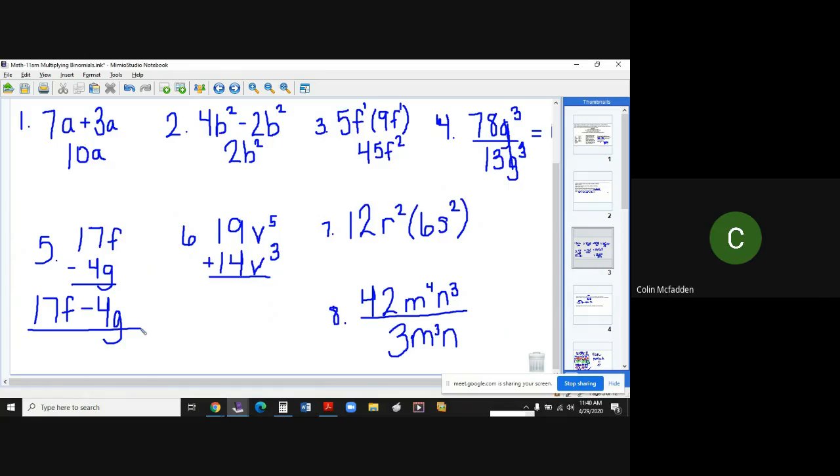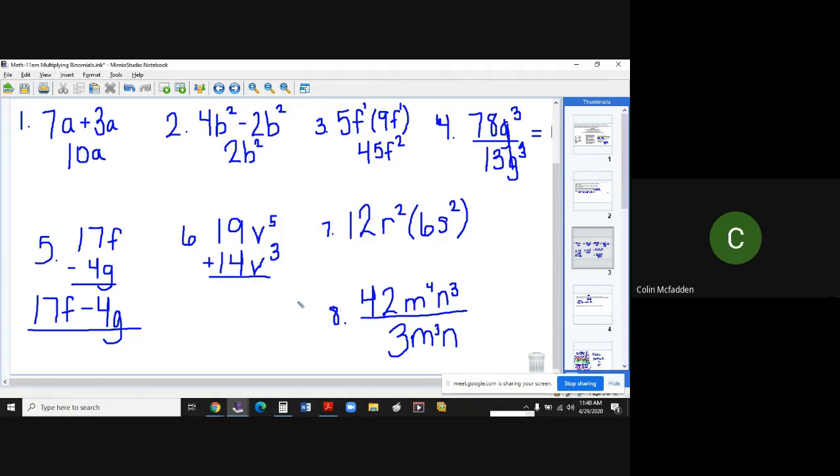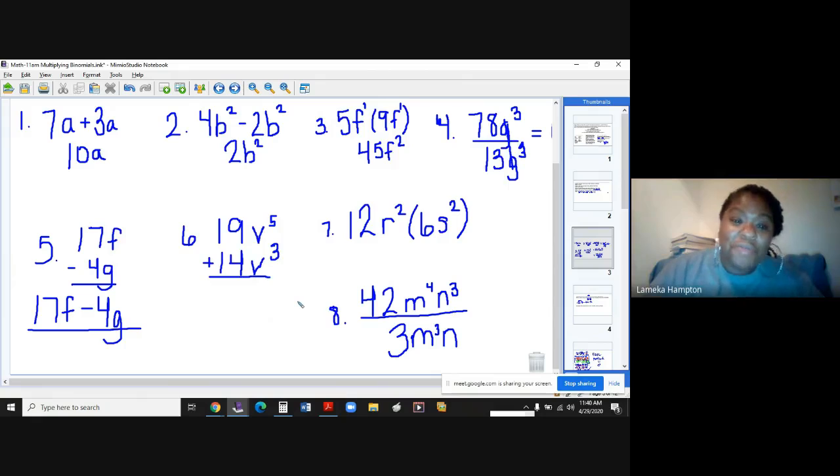Okay. Now, let me ask you a question. Remember, when we're dealing with like terms, they have to be the exact same thing, right? So look at number 2. You see how we have a b squared here and a b squared there? So these are the same. These down here for number 6 are not. So my final answer is what it already is.